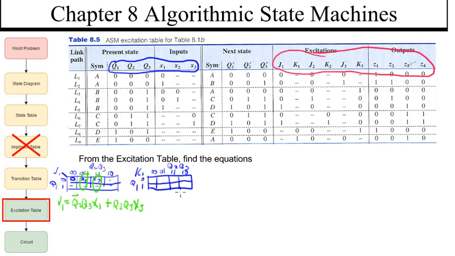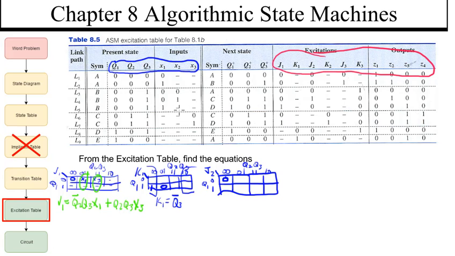Okay, K1 is a 0 in 1, 0, 1. K is a 0. And K is a 1 in 1, 0, 0. So that's this, because the rest are don't cares. So let's see. Q1 doesn't matter. Q2 doesn't matter. K1 is going to equal Q3 bar. J2 is going to be 0 for all three of them 0. J2 is a 0, 1, 0.